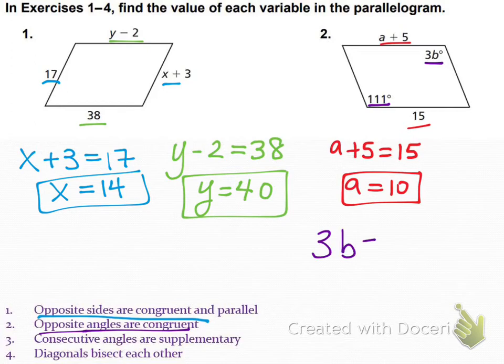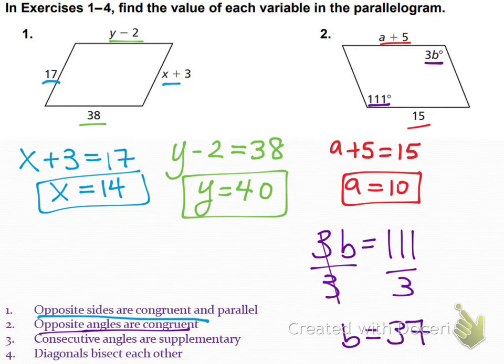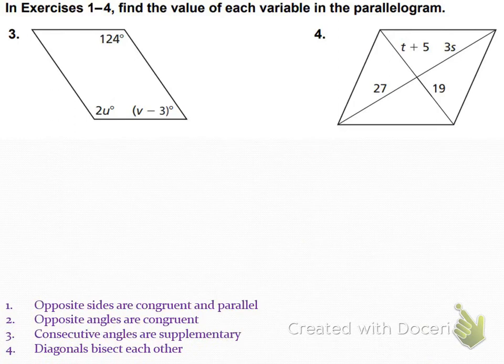So 3B equals 111. I know it looks like they shouldn't be divisible, but what's 1 plus 1 plus 1? 3. So 3 is divisible by 3, so 111 is divisible by 3. Just doesn't look like it should be. So we get 37. If you think this is going to get more complicated, we just keep using these four properties. So, that's it.